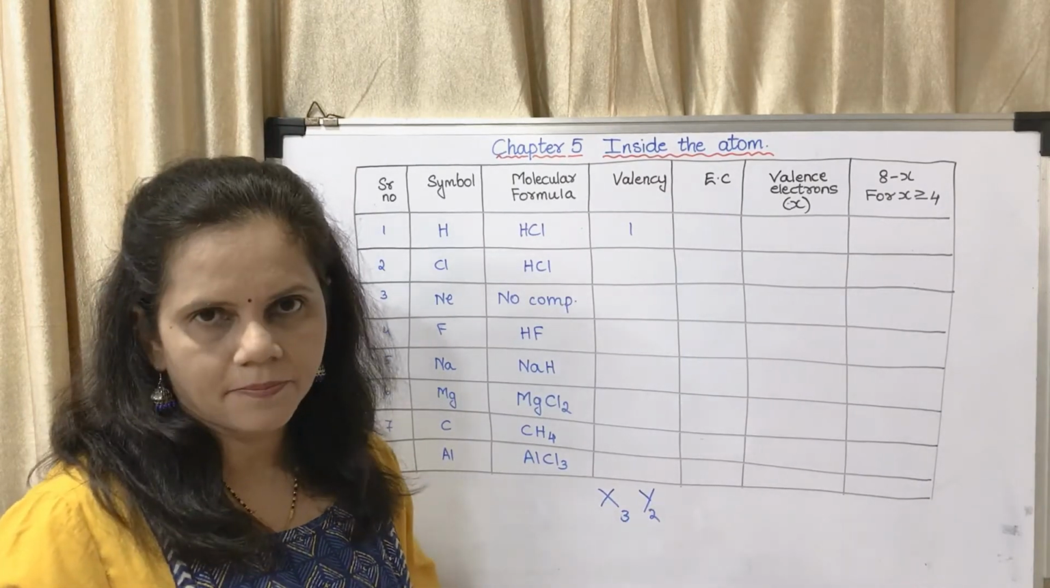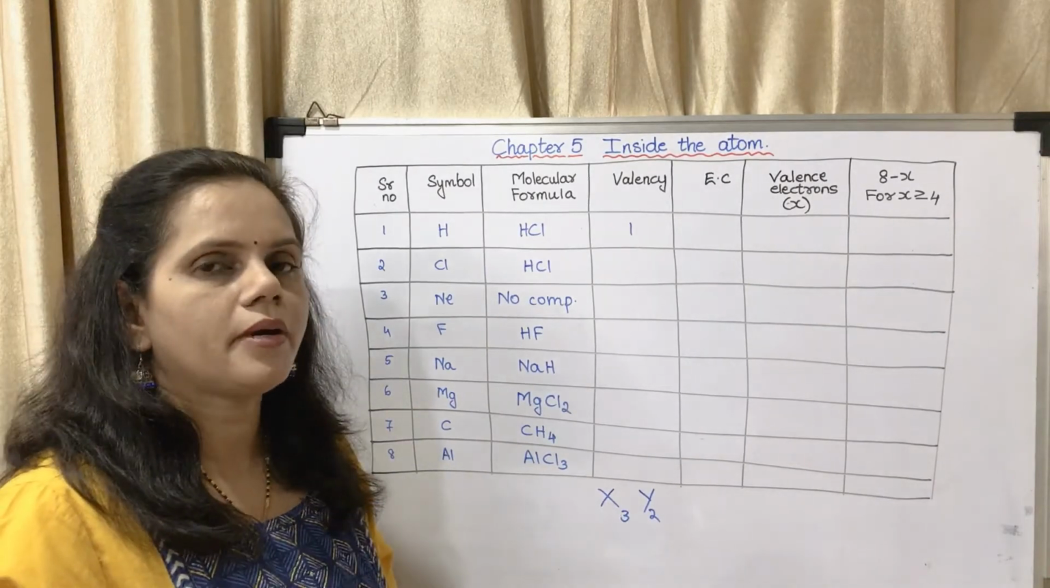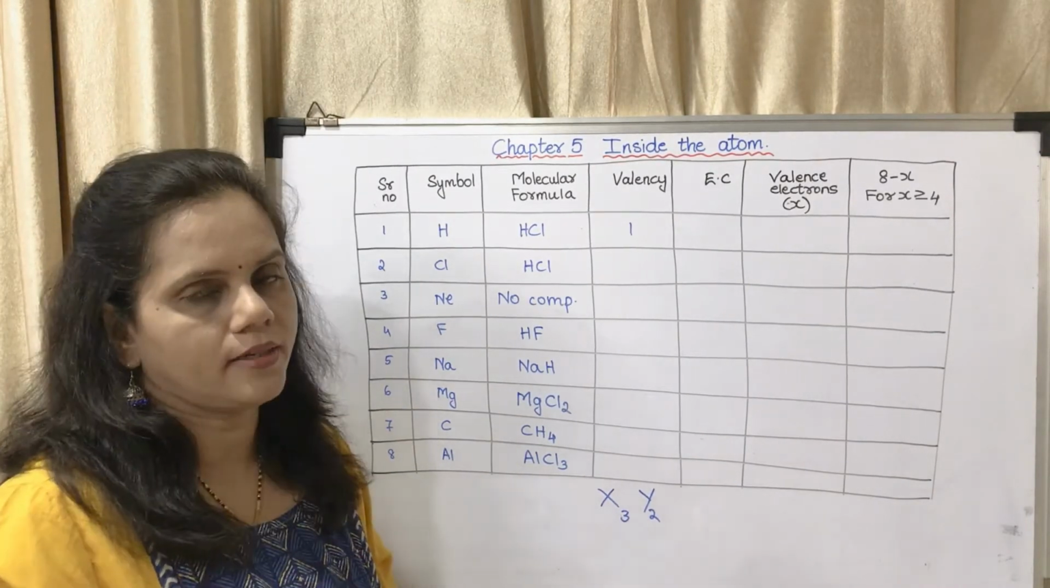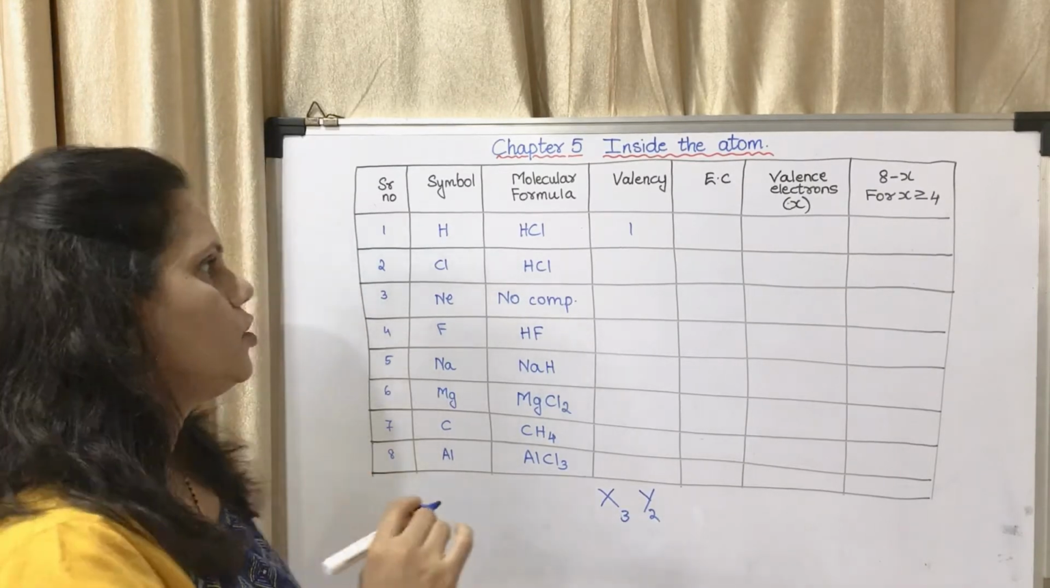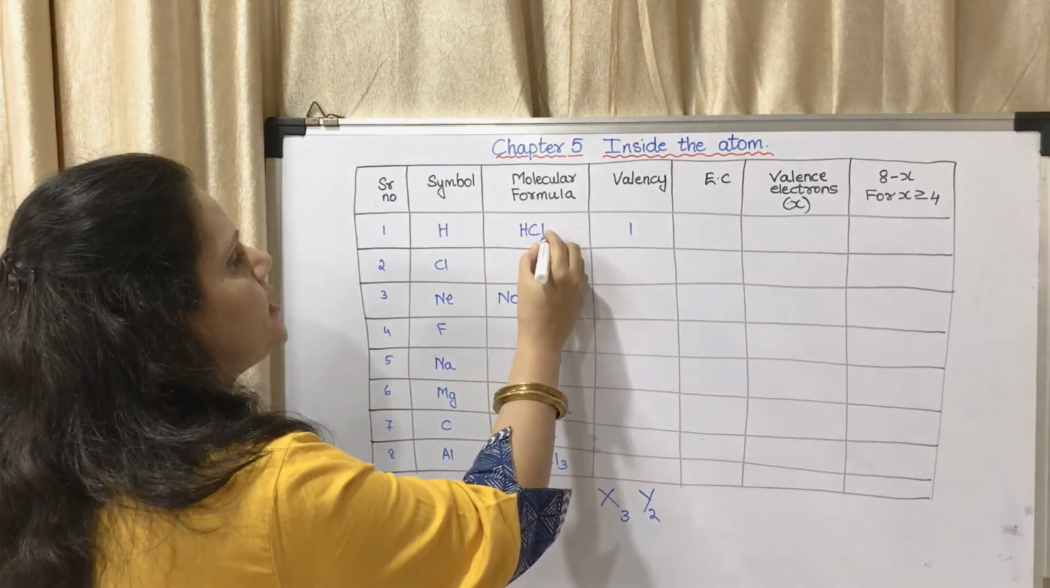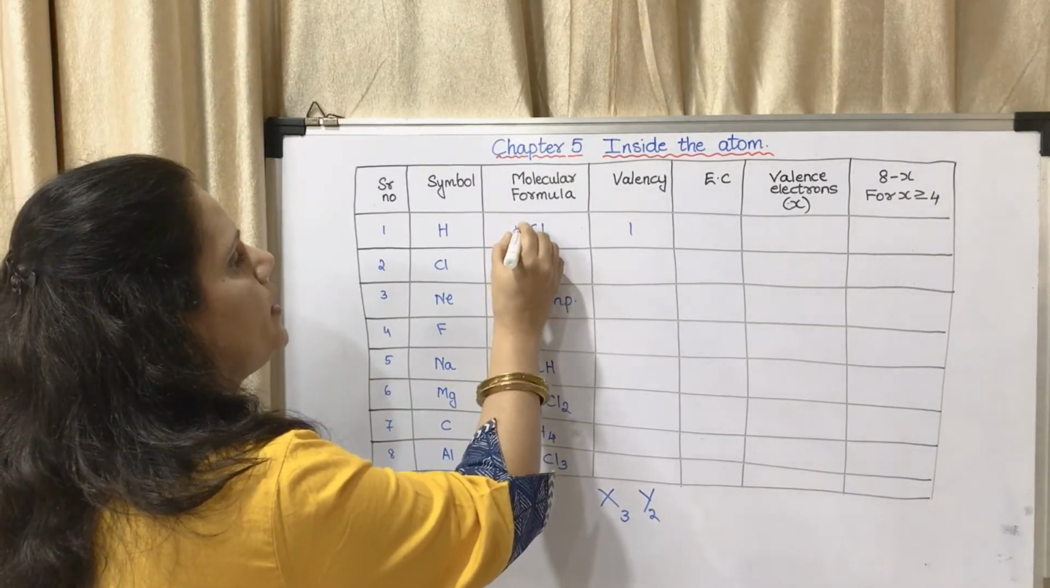So here, HCl, there is no number, which means the number is 1. No number means the number is 1. So here, what will be the valency of H? It will be 1. The valency of Cl also will be 1.